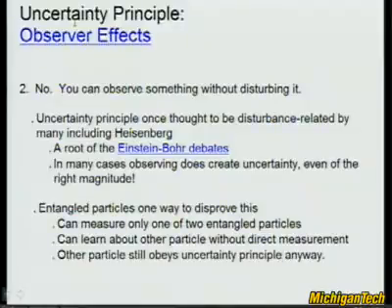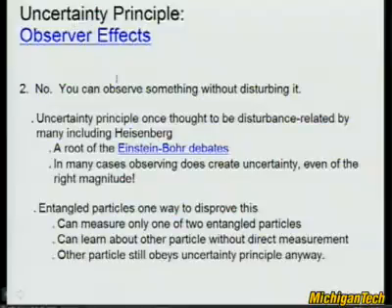Entangled particles are one way to disprove this. You can measure one of two entangled particles, which we will get to in the future of this course in some detail. So you can learn things about the other particle without measuring it at all. You don't have to disturb that other particle. All particles will still obey the uncertainty principle regardless.